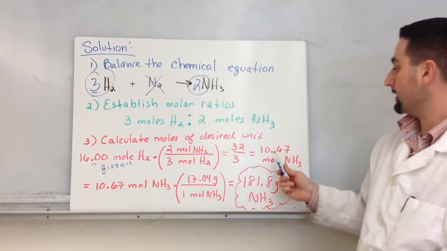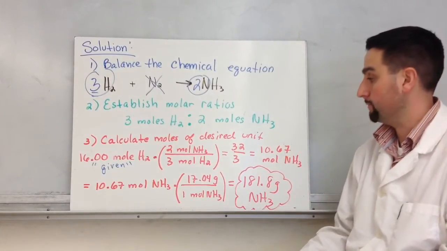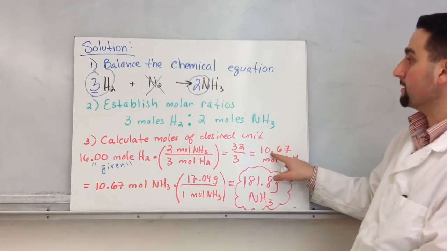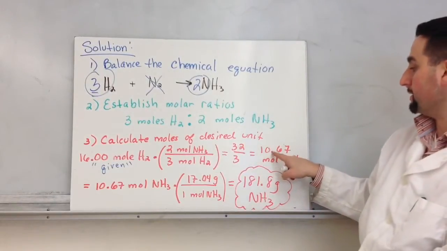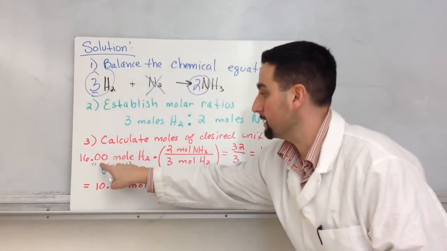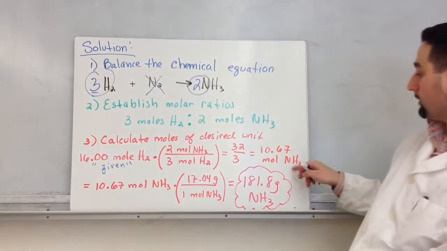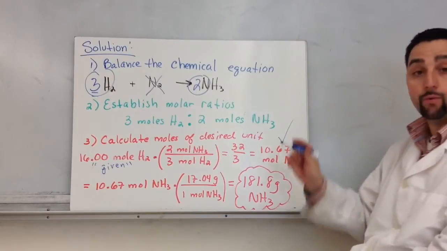Divided by 3, that gets us 10.67 moles of NH3. Okay? Notice this is still a 2 to 3 ratio, right? 10.67 to 16.00 is a 2 to 3 ratio. Okay. But we're not done here. We would be if they asked for moles of ammonia. But they want to know grams.